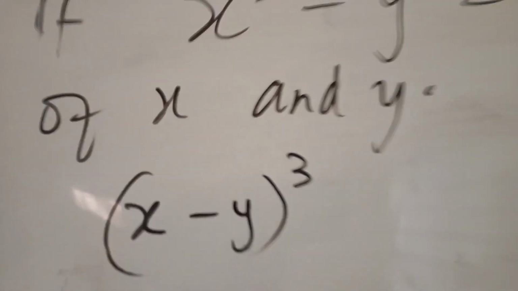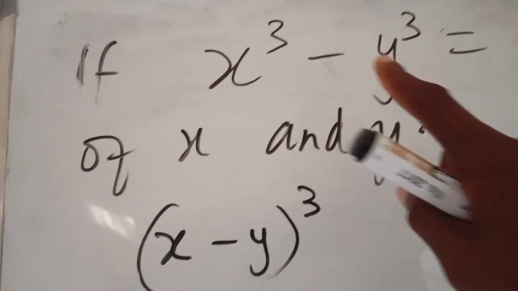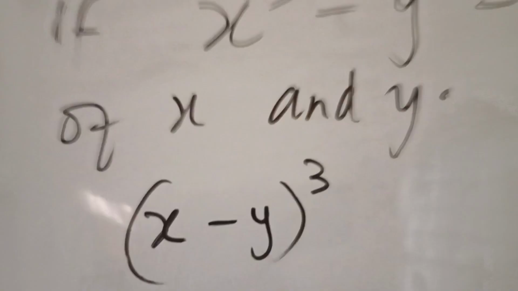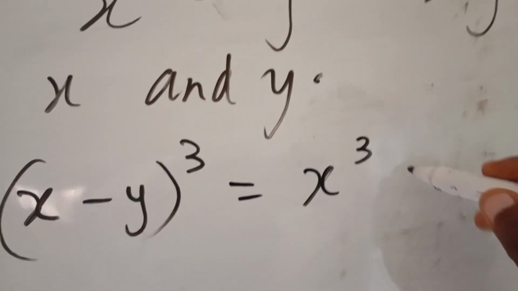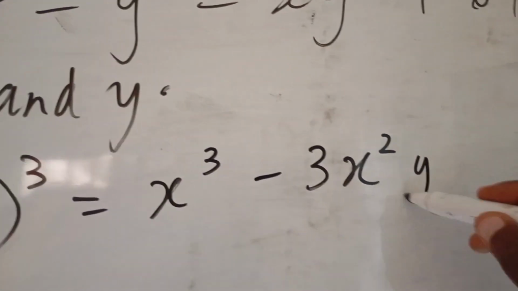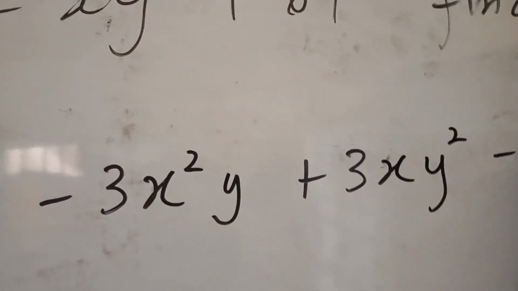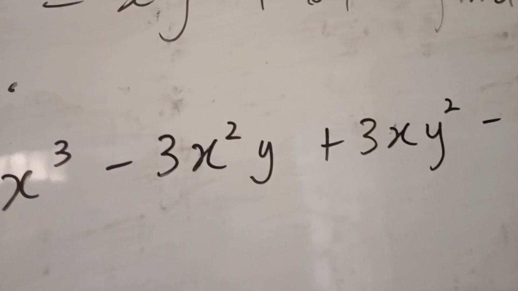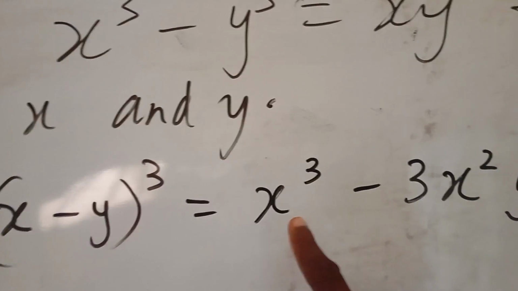And why we are doing that is because when we expand this, we'll be able to have x to the power of 3 and minus y to the power of 3. Alright, so when we expand this, we're going to have x to the power of 3 minus 3x squared y plus 3xy squared minus y to the power of 3. Right, so here we have a negative y to the power of 3 and a positive x to the power of 3.